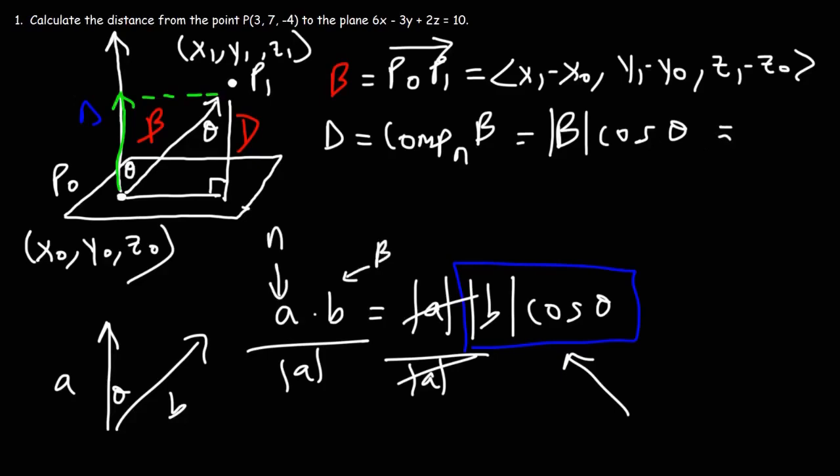So now we're going to have the dot product between n and b. But because we're dealing with distance, we want the absolute value of that dot product. We don't want any negative answers because the distance between a point and a plane should be positive. So this is going to be the dot product of a and b, or n and b, divided by the magnitude of n. So this is the formula that we're going to use to help us get the answer to the problem.